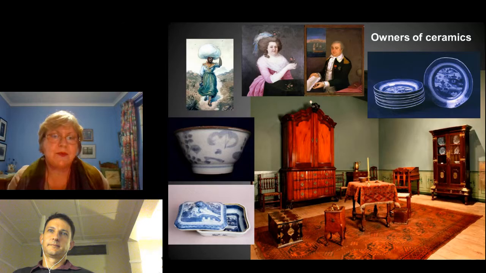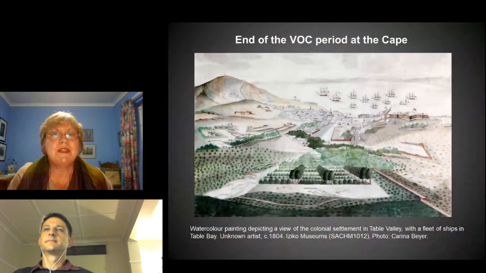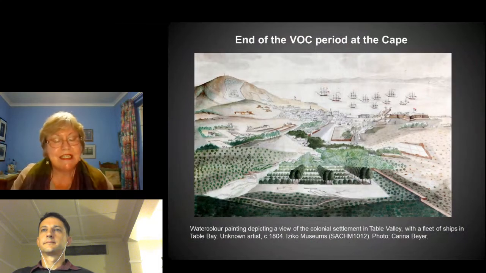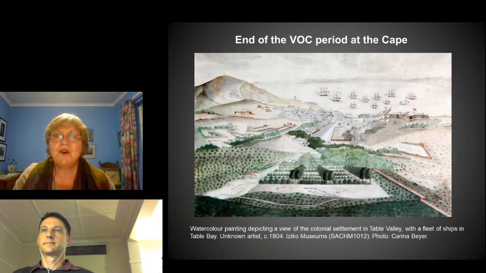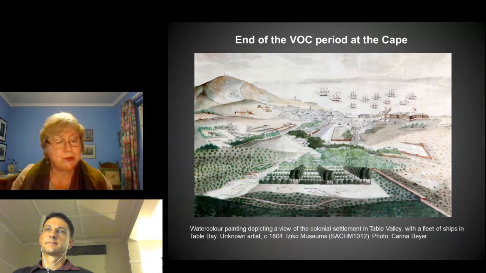I find that very interesting, and I would like to expand our exhibition to include that kind of information. I think that we're reaching the end of the VOC period, towards the 1795-1800s. It must just be remembered that although we come to the end of the VOC period and we're going into the British colonial period, the prevalence for Chinese and Japanese porcelain never really left the Cape. The Cape's strong cultural and business links with Asia ensured that Asian ceramics arrived on our shores.